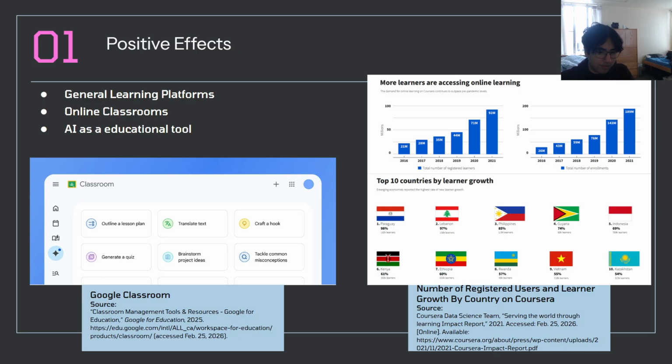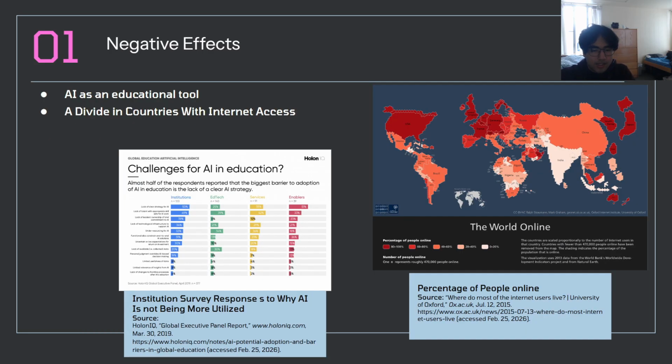However, this does come with a few caveats. AI has significant downsides to its implementation, especially in countries with lower wealth. When many institutions were surveyed as to why AI was not more utilized, many referenced a lack of clear strategy for implementation. Additionally, many poorer countries still lack stable internet access and related technologies. Thus, a greater divide becomes apparent in the percentage of people with any form of access to the technologies previously mentioned.